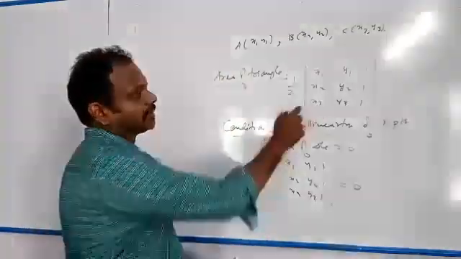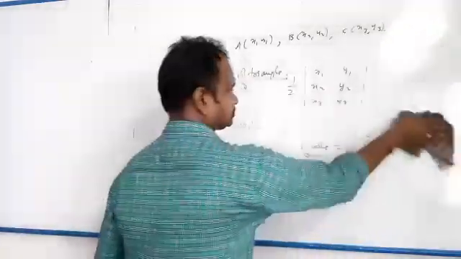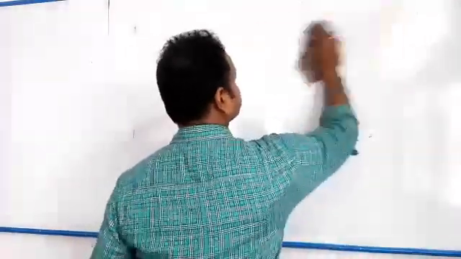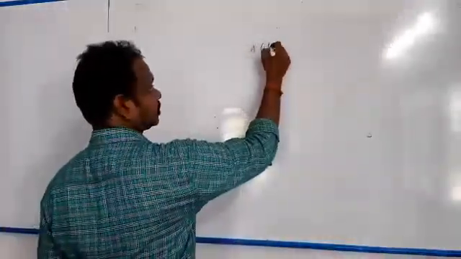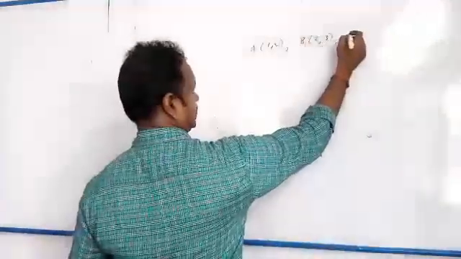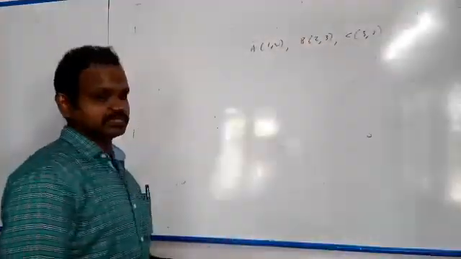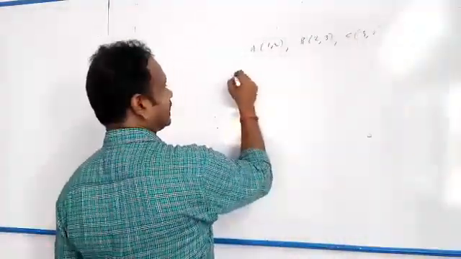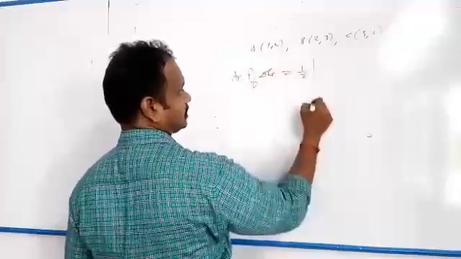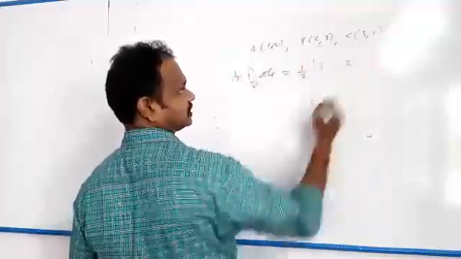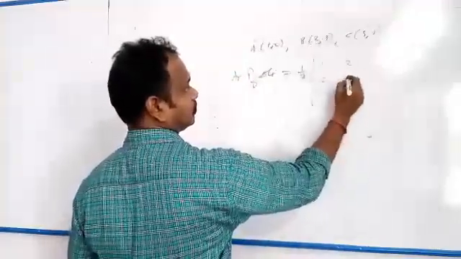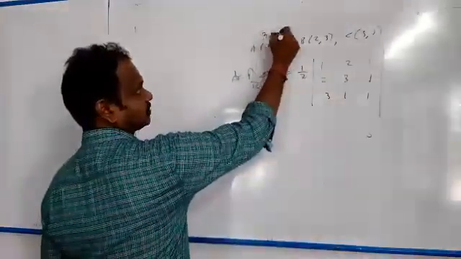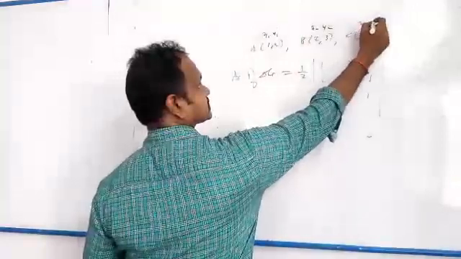Next, using this formula, how can we find the area of any triangle? Suppose you are given the vertices of a triangle as A (1, 2), B (2, 3), and C (3, 1). We need to find the area of this triangle. So this is x1 y1, this is x2 y2, and this is x3 y3. Area of the triangle is equal to half of the determinant of x1 y1 1, x2 y2 1, and x3 y3 1, using the formula.